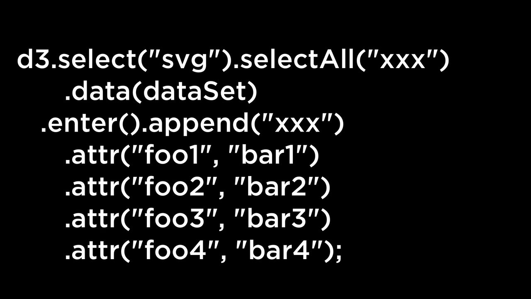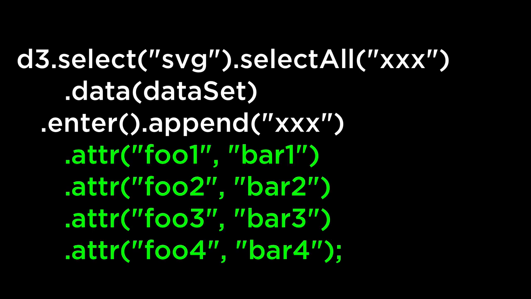This is the D3 pattern we have seen many times before for binding data. First, we select the SVG container. Then we select all the elements that we want to add. Then we do a data join. Then we choose the enter selection. Then we append the element that we want to add, which combines the enter selection with the update selection. Then we define some attributes that pertain to the SVG element we want to add.